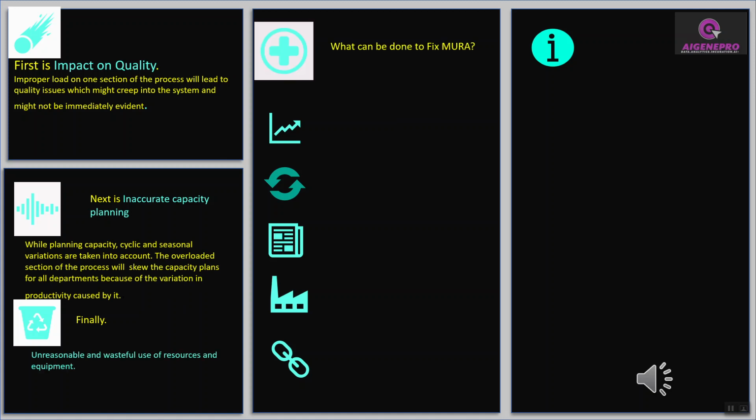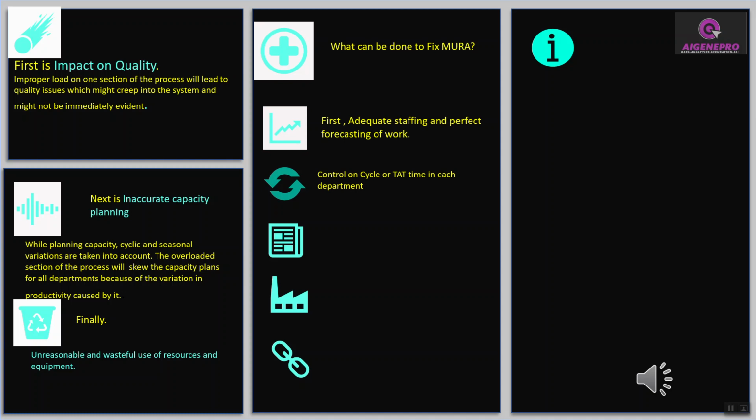What can be done to fix Mura? First, adequate staffing and perfect forecasting of work. The forecasting, staffing and scheduling, or FSS, should be made one of the key exercises in business and process management. This will not only ensure imbalance is removed, it also takes care of other wastes, like inventory, waiting, overproduction.